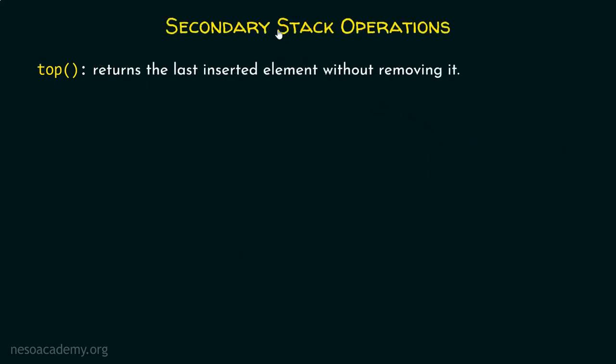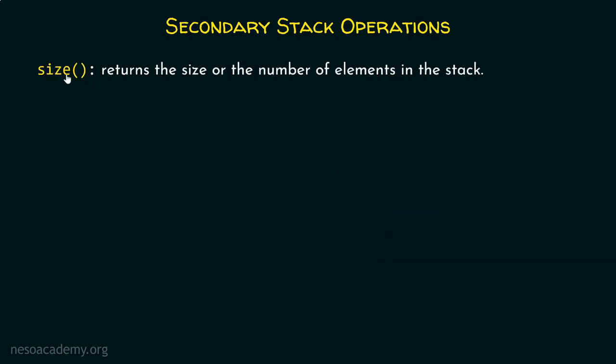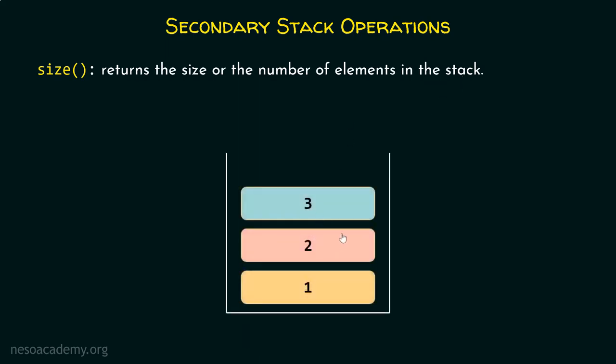Now, there are some secondary stack operations as well, like top, which simply returns the last inserted element without removing it. So imagine a stack like this, and here in the stack we have these 3 elements, 1, 2 and 3, where 3 is the topmost element. This top operation simply returns the last inserted element without removing it. Okay. So imagine a pointer is pointing to this particular element, then it simply returns this element without removing it. Okay. Then we have the size operation. It simply returns the size or the number of elements in the stack. So if we have 3 elements inside the stack, then size will obviously be 3, right?